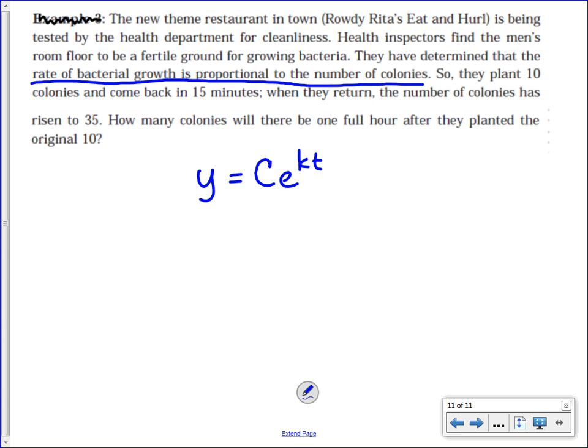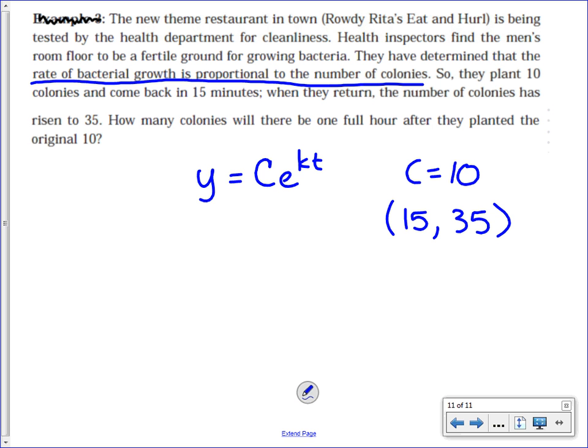So they plant 10 colonies. C is your initial amount, so C is equal to 10. And come back 15 minutes later. When they return, the number of colonies has risen to 35. Okay, this gives us an ordered pair. After 15 minutes, there are 35 bacteria in the colony. How many colonies will there be 1 full hour after they planted the original 10?